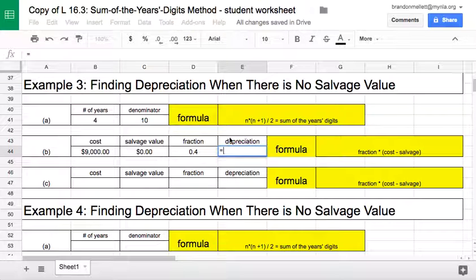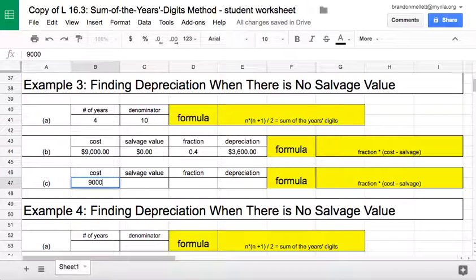So let's go equals fraction times parentheses cost minus salvage. Even though there is no salvage, we can do the same formula and we would get the same answer. So $3,600 is the depreciation for year 1.